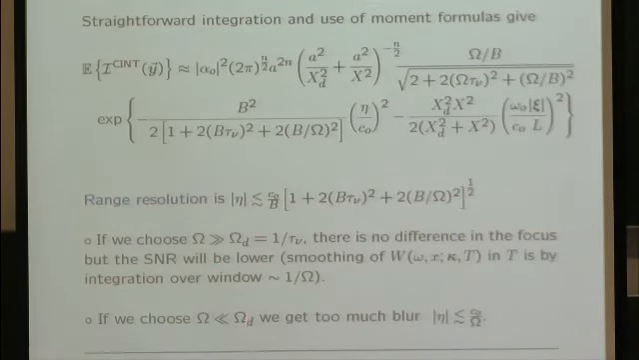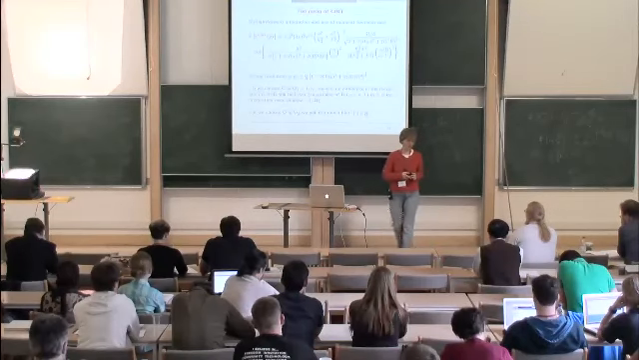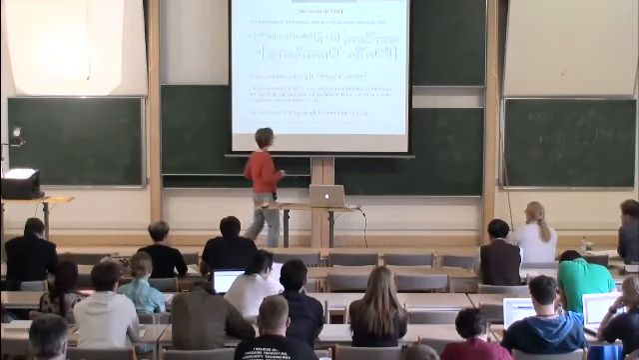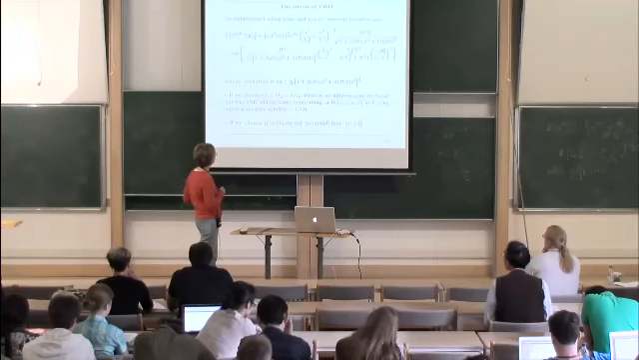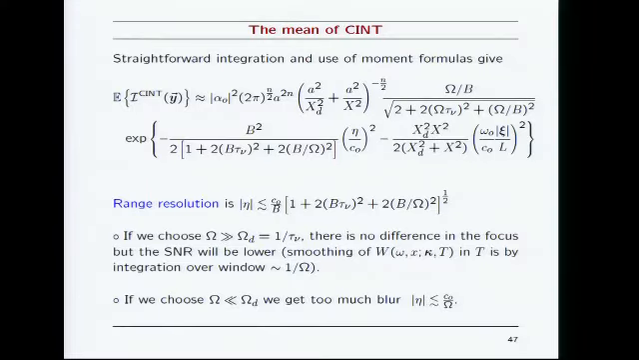Now, what if you choose omega much smaller than omega d? Then you can show, looking at this expression, that the range resolution becomes like C naught divided by omega. In the homogeneous medium, the range resolution is C naught over the bandwidth. So if I choose omega really, really small, I'm losing range resolution, and I'm going to get blur in range. By just looking at this, you find that the optimal choice is to choose omega to be of the same size as omega d, the decoherence frequency. That seems to be the best balance.